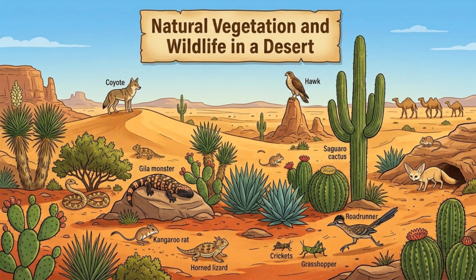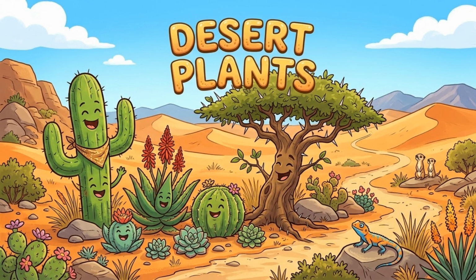Deserts are home to a diverse range of wildlife and vegetation, from the iconic saguaro cactus to animals like the Gila monster and the roadrunner. Every organism has evolved to survive here. Let's take a closer look at the plant life. Desert plants are masters of conservation, specifically evolved to thrive where water is scarce.